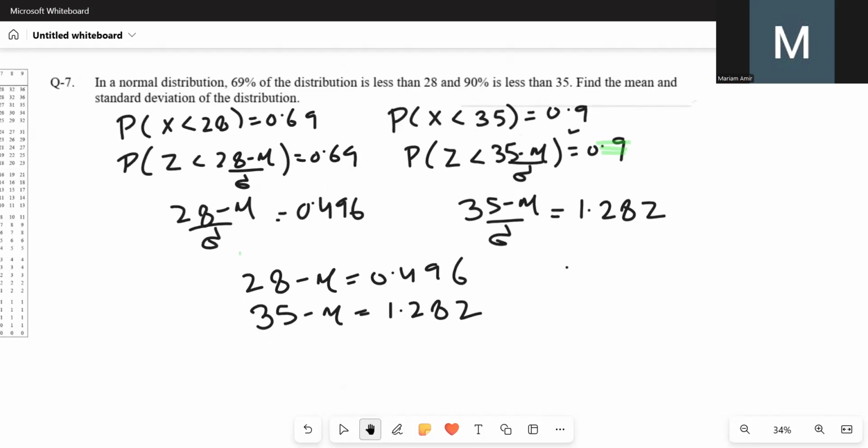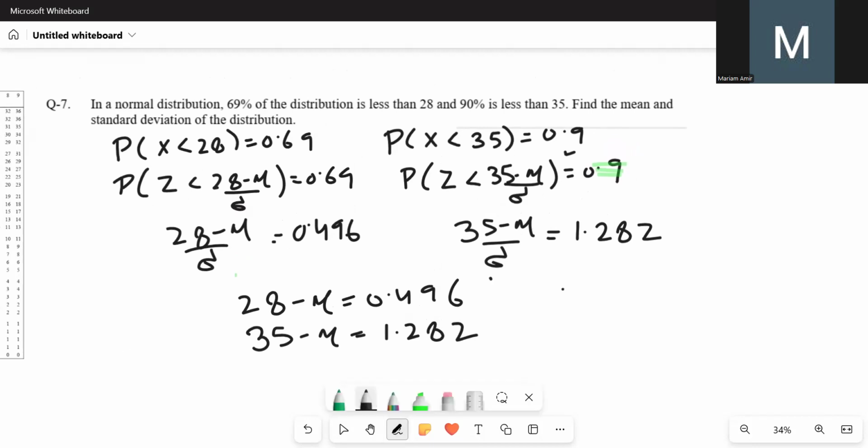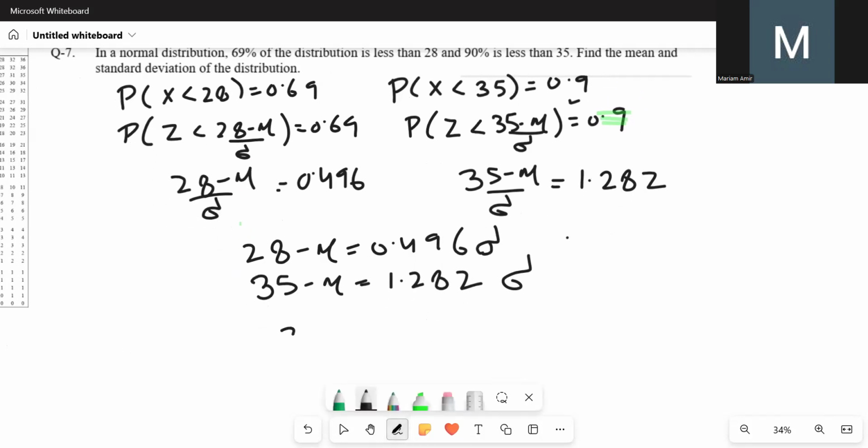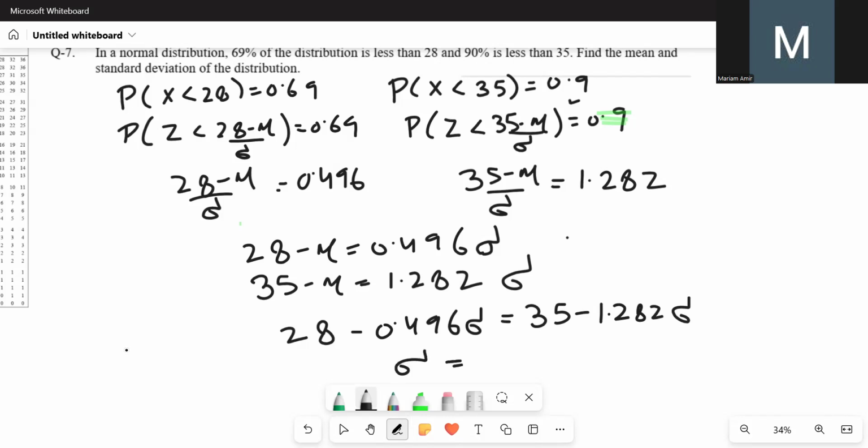Okay, so now it's up to you if you want to use, oops, I forgot the sigma. It's up to you whether you want to use elimination or substitution. I'm going to use substitution. It's 28 minus 0.496 sigma is equals to 35 minus 1.282 sigma. Okay, you solve this, make sigma the subject, you will get 8.905, around something like that.